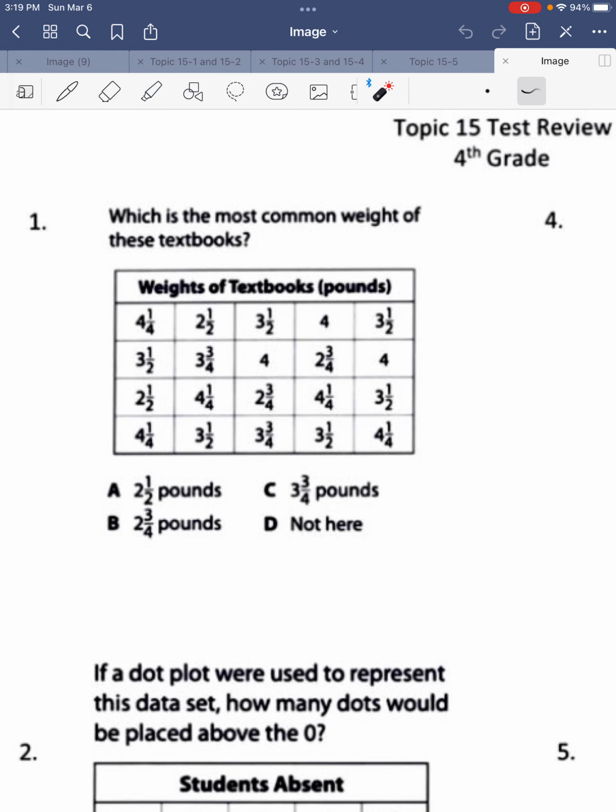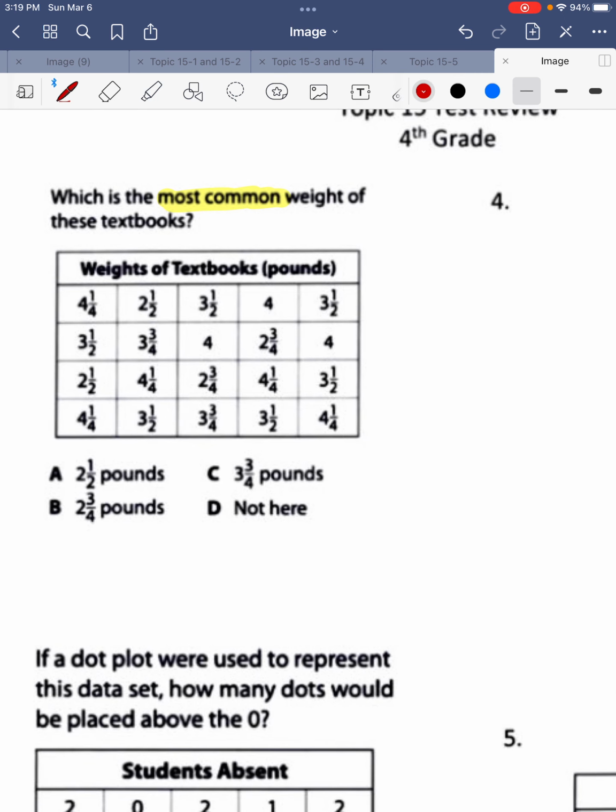So question 1 says, which is the most common weight of these textbooks? If we look at our chart, it has weight of textbooks, pounds. So we have all these numbers. The best thing to do is go through each number and see how many times you see it appear, because we're looking for the most common one.